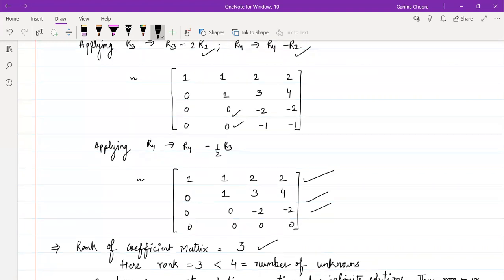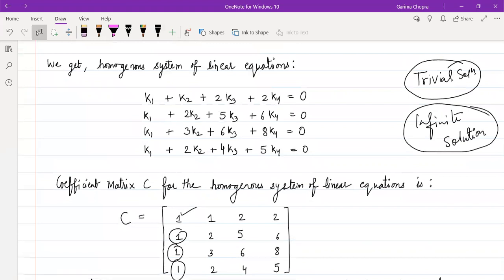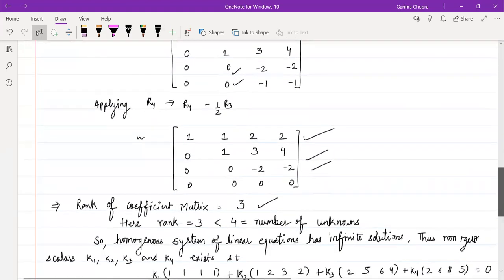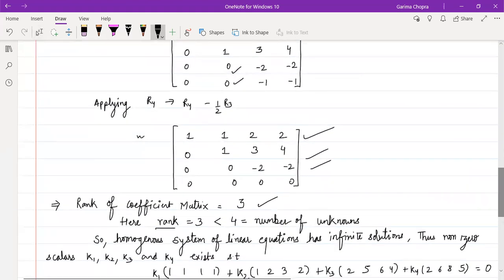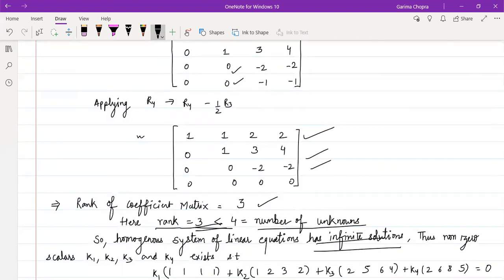Now let us conclude whether it is a case of unique solution or infinite solutions. So how many unknowns do we have here? If we see the set of equations which we have, it involves 4 unknowns, which are the 4 scalars k1, k2, k3, k4. So here n, the number of unknowns, is 4 and rank is 3. So rank is less than the number of unknowns. So this is a case of infinite solutions.